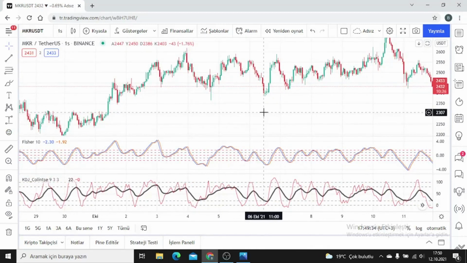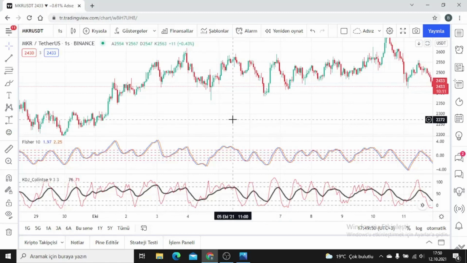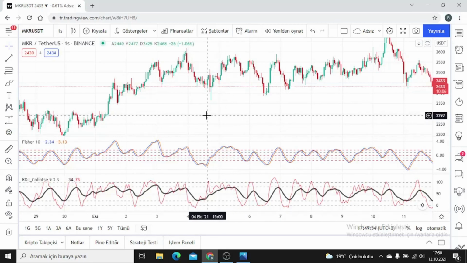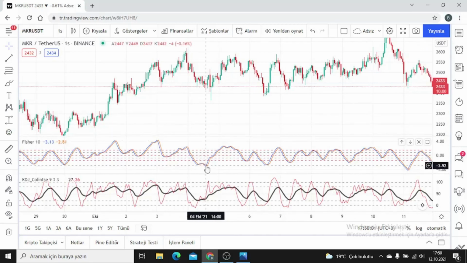Now, friends, of course, there are places that we should pay attention to. As I said, no indicator works perfectly. Only we can make it perfect, friends. That's why we have to act with care. First, we find the places where both the Fisher indicator and the KDJ indicator give a buy signal at the same time. For example, here, as you can see, Fisher gave the buy signal, but KDJ already gave the buy signal before. If you see a position like this, do not trade there.